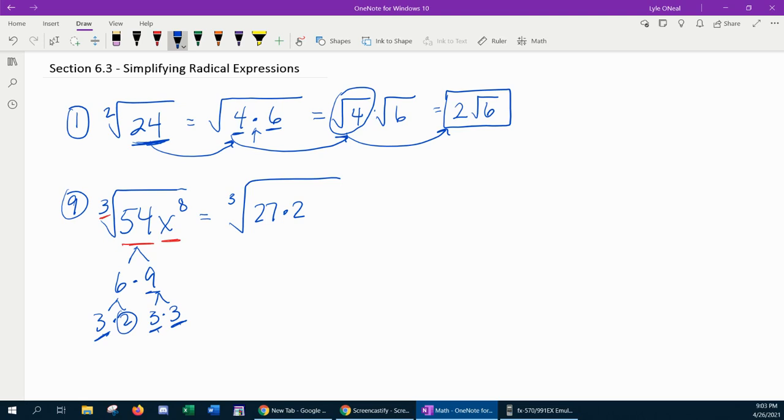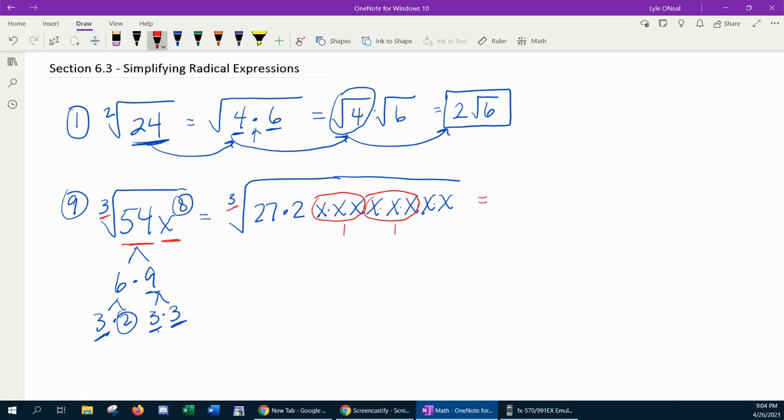Now for the x, x to the 8th, remember I said I'm going to show you the long way first. What you can do is you can write down 8 factors of x. This is definitely not efficient, especially if this exponent is big. But for 8, I can show you how it works without too much trouble here. So what you want to do for the variables, since our index is 3, is you want to take groups of 3 until you run out of groups of 3. Each group of 3 counts as one x that you can take out.